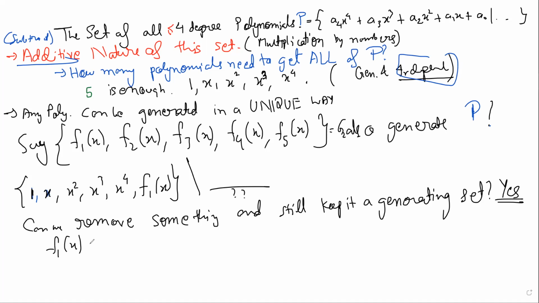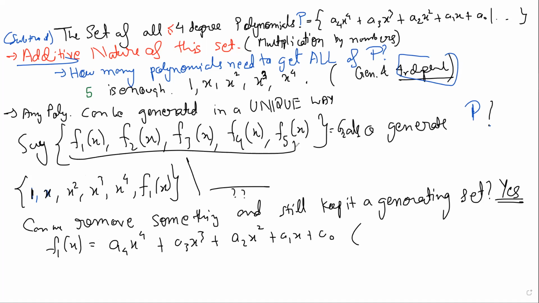In the end of the day, F1 is also a 4-degree or 3-degree or 2-degree polynomial, not more than that, right? So F1 is something like this. Now the point is that one of these AIs is non-zero. Everything here is non-zero. Otherwise, it will not even happen.